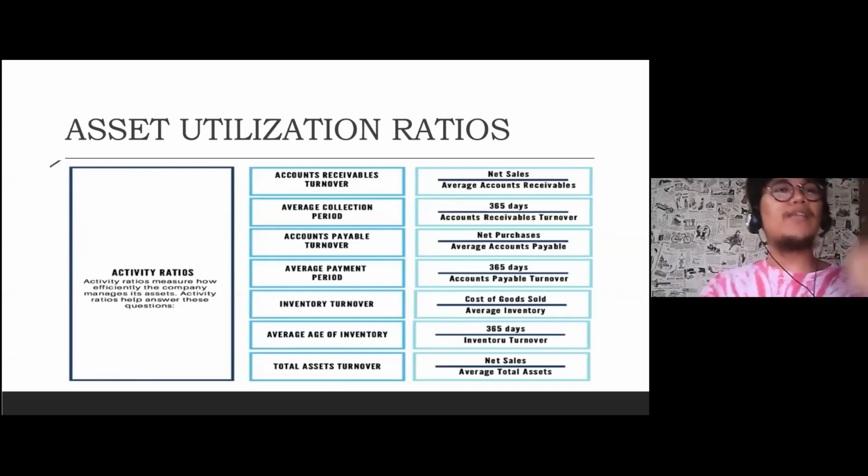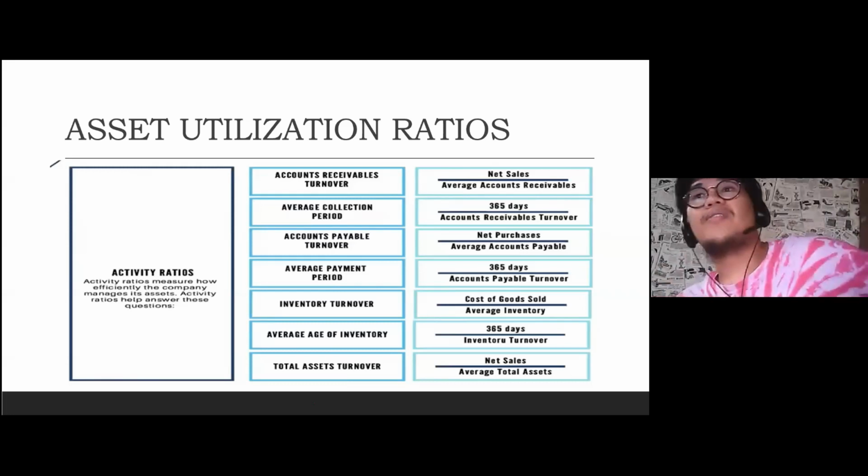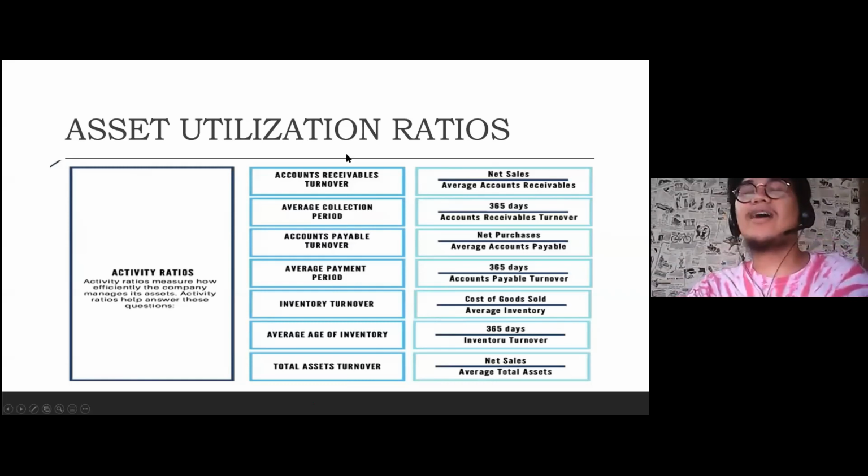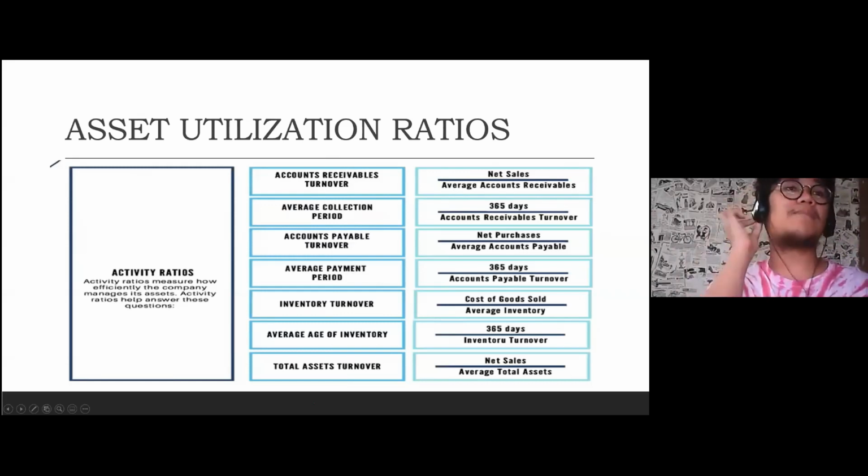Pero meron yang counterpart. Kailangan nating i-compute si average collection period. So by the way, guys, your accounts receivable turnover, ang nire-represent nito is kung gaano kabilis makolekta ni company yung net credit sales, yung accounts receivable ni company. So meron tayong tinatawag na average collection period. Average collection period is calculated by dividing 365 days by your accounts receivable turnover.